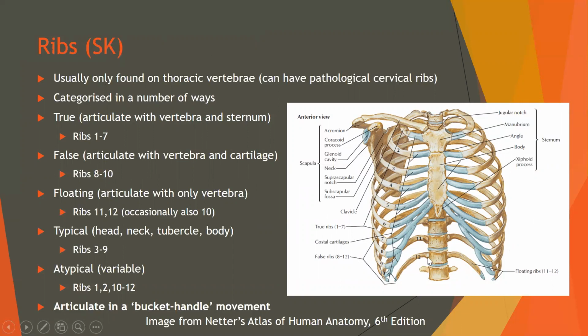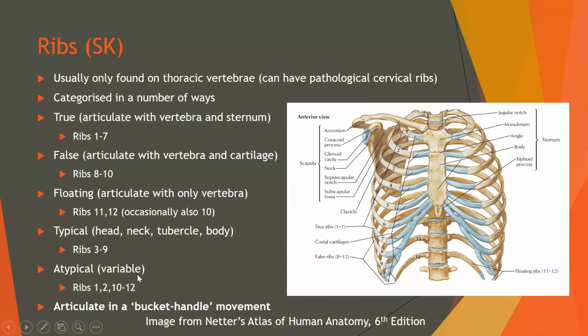So here are your floating ribs, numbers 11 and 12. As you can see, they don't articulate with anything on the anterior side. Then your false ribs, which are 8, 9, and 10, articulate with the cartilage of the rib superior to it. And then your true ribs, 1 through 7, articulate directly with the sternum there. The other way they might be described is as typical or atypical. Ribs 3 to 9 are your typical ribs. They look like ribs.